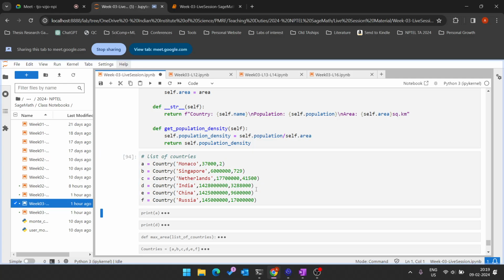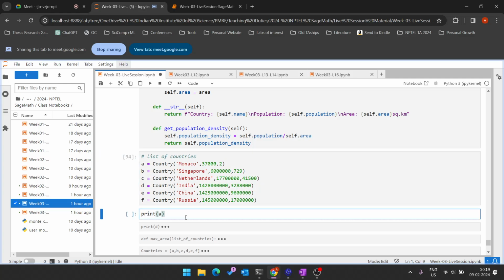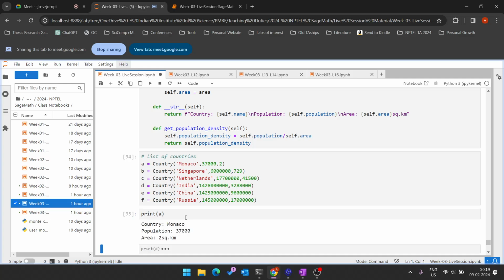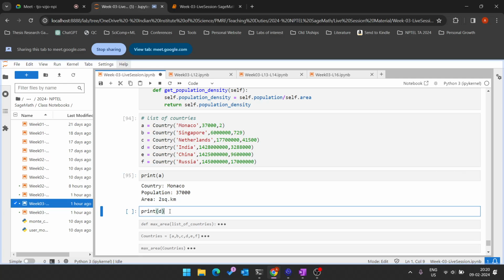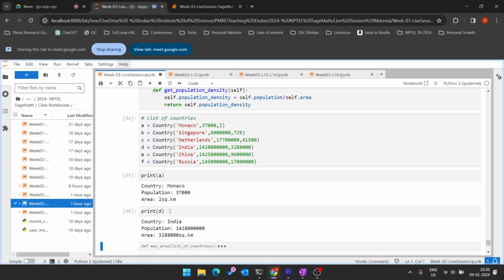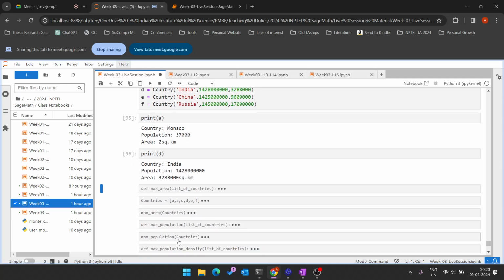I run this block, and now I want to see what the object A belonging to class Country is. It's the country Monaco with a population of around 37,000 and an area of around 2 square kilometers. If I print D, we should get India with a population of around 1.43 billion and an area of around 3.3 million square kilometers.